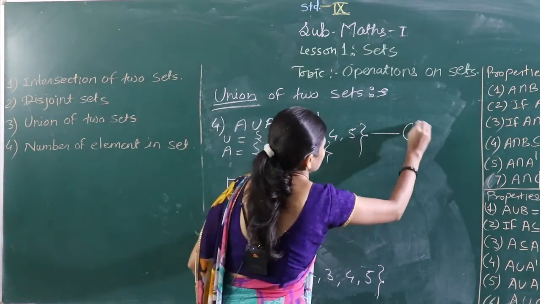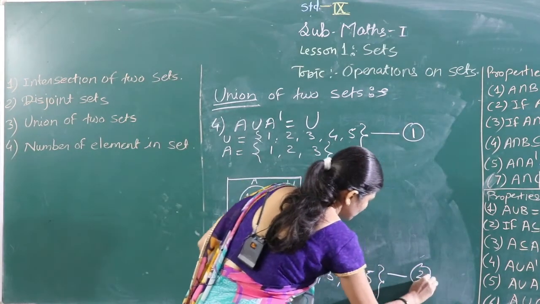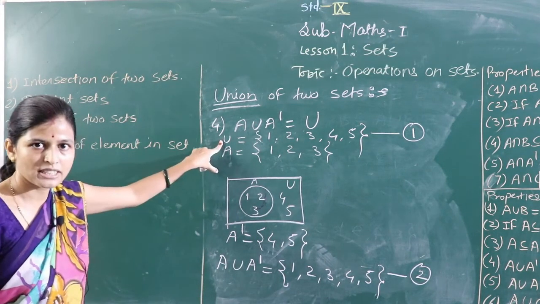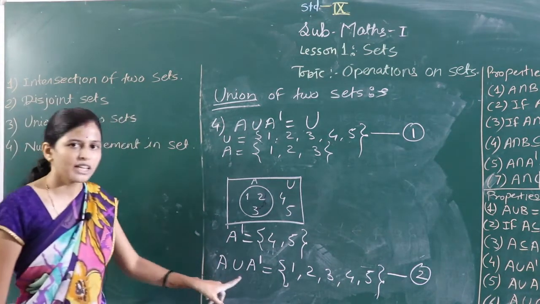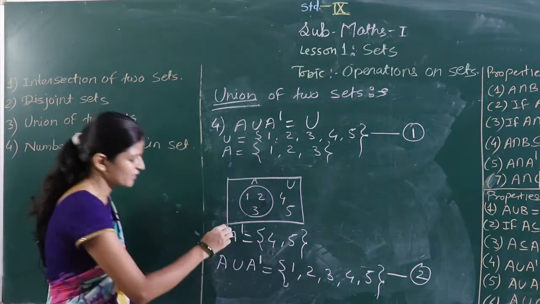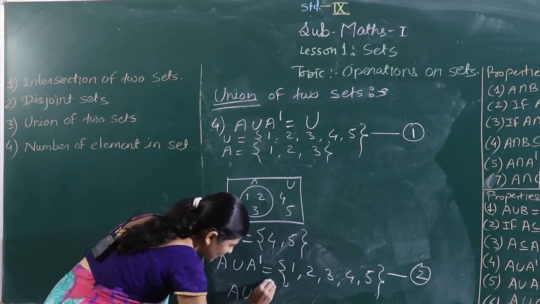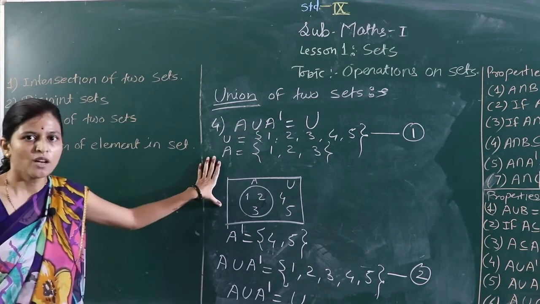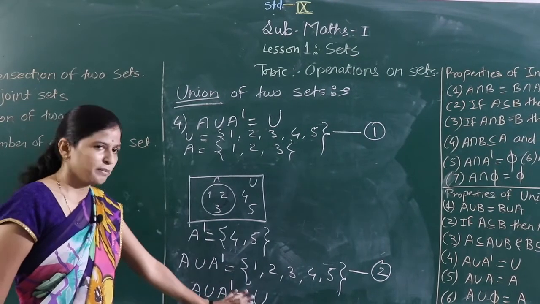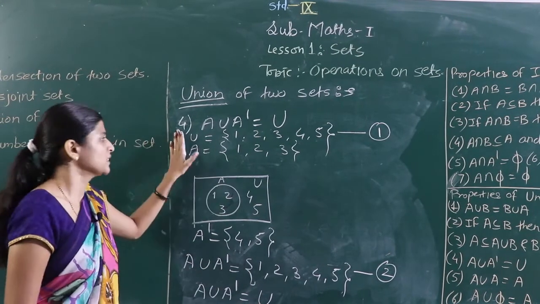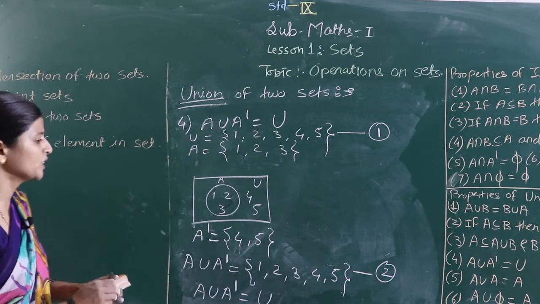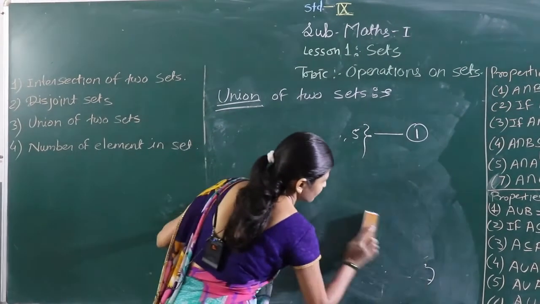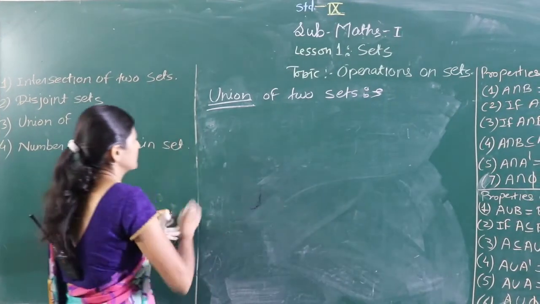Suppose this universal set we put here as equation 1 and this set we put here as equation 2. We find that from equation 1 and 2 all the elements of the universal set are also equal to the elements of A union A complement. So from equation 1 and 2 what do we get? A union A complement is equal to the universal set. With the help of this example we find that A union A complement is nothing but the universal set. This is our fourth property of union. Now fifth property. Fifth property is A union A equal to A.